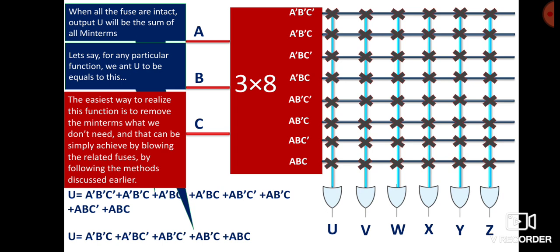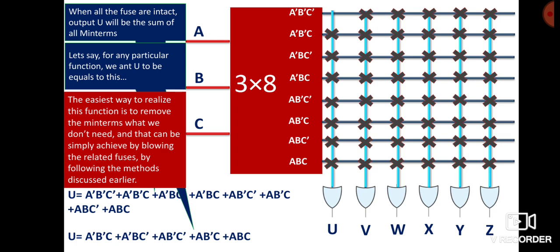Okay, so let's talk about this updated U. In this case, I have got only 5 minterms, and the rest of the minterms I don't want. So how will I do that? First let's check A bar, B bar, C bar. Do we need that in the updated U? No, we don't need that in the updated U. So I will remove that fuse, or I will blow that fuse. So now the connection is broken or open.